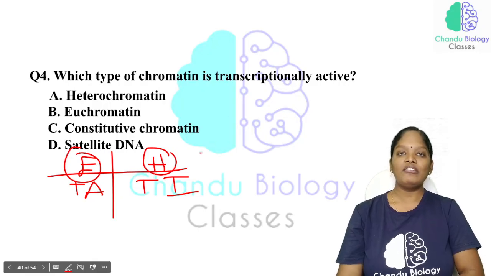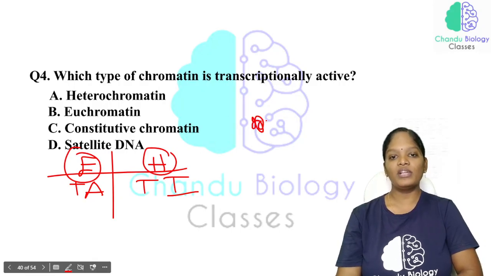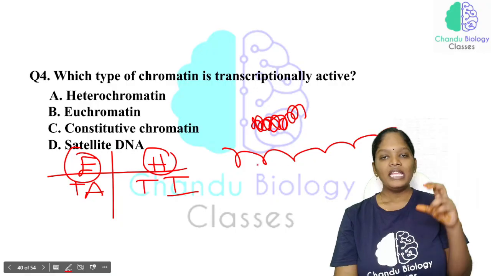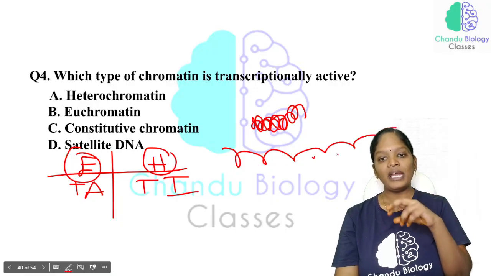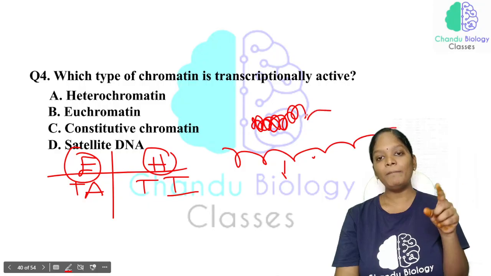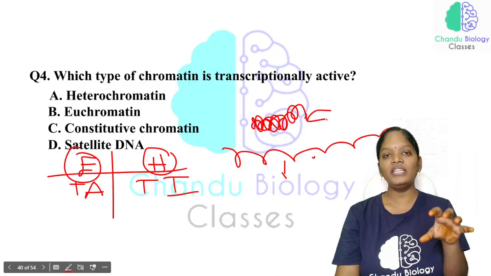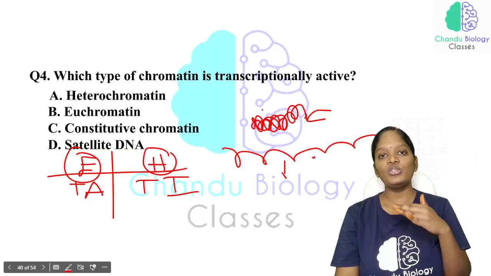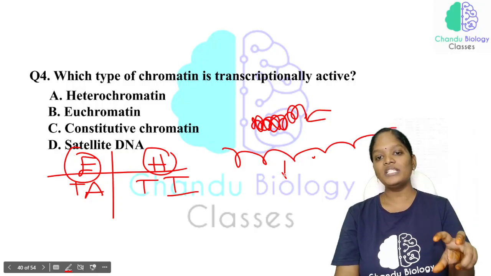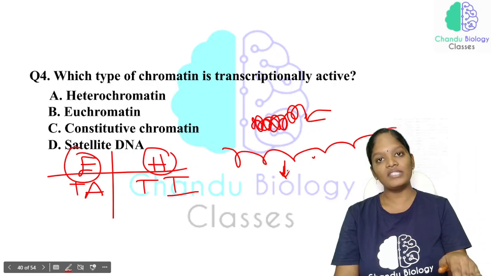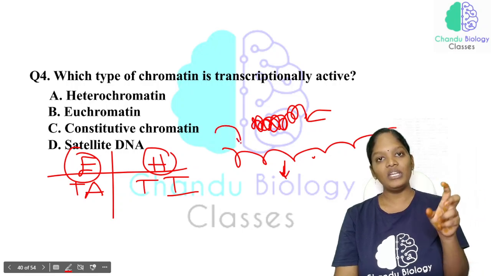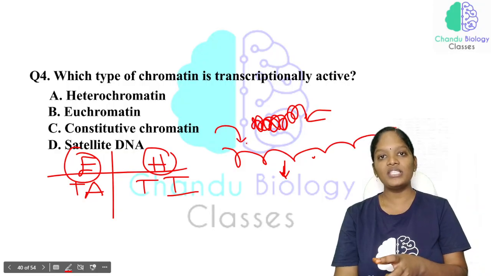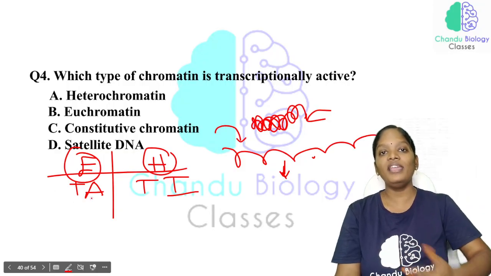Why? Say for example, heterochromatin will look like this. Euchromatin will look like this. The regions present in the euchromatin are clearly visible when compared to the heterochromatin. The sequence present in the heterochromatin is not clearly visible, but the sequence present in the euchromatin is clearly visible. So it will be easily identified by the RNA polymerase. So the transcription is taking place. That is why it is transcriptionally active.